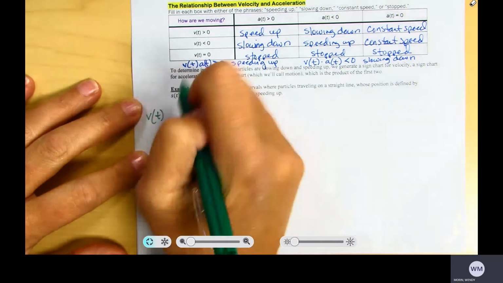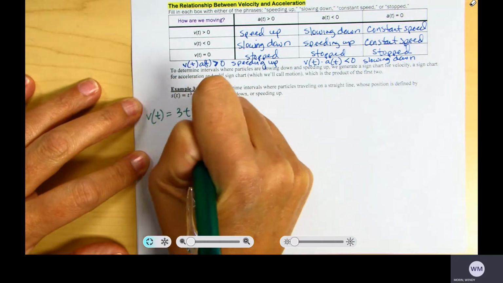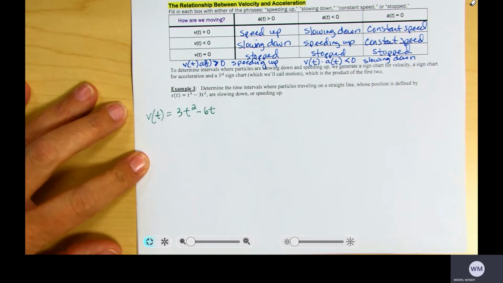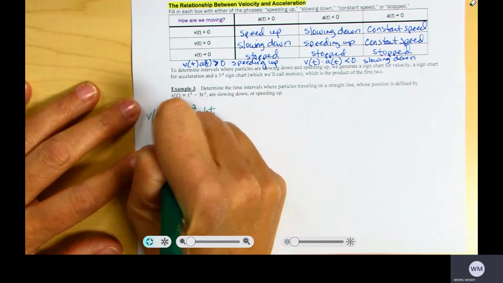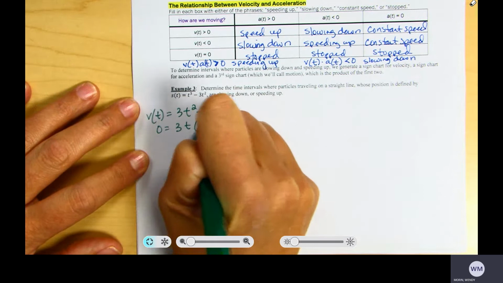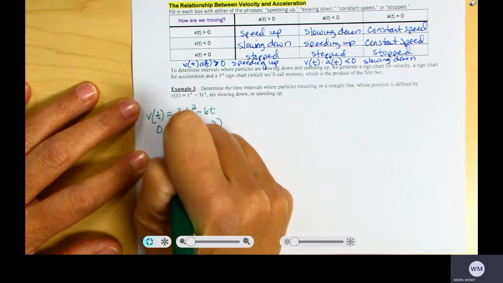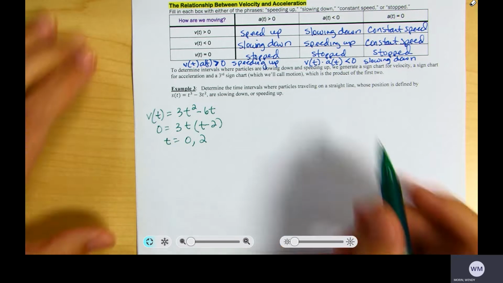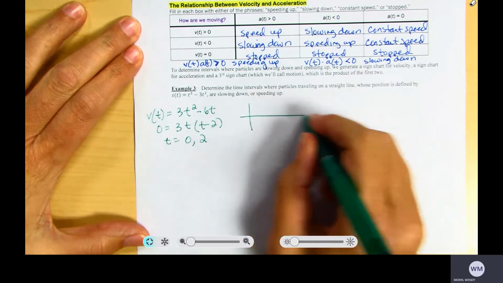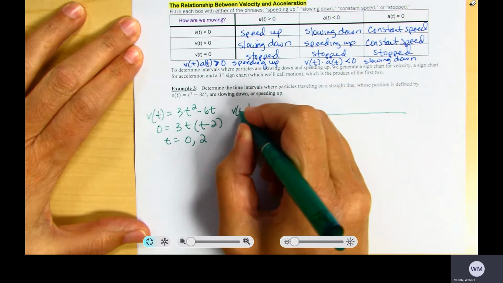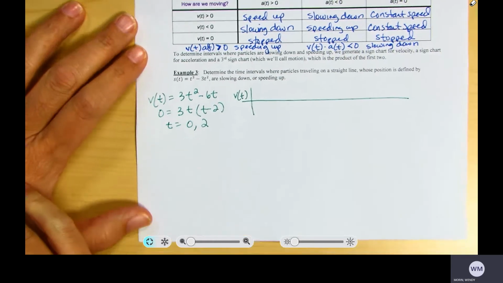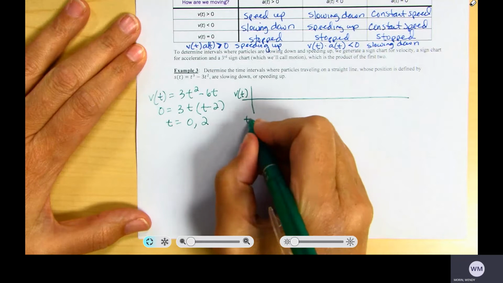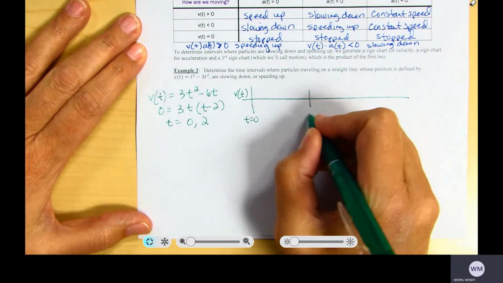Now, first of all, your velocity is 3t squared minus 6t. That's your velocity. In order to make a sign chart for velocity, you need to know when the velocity is equal to 0. So I'm going to factor out the 3t, and I get t minus 2. So t is equal to 0 and 2. That's where your particle is stopped. I'm going to go ahead and make a sign chart for velocity. You may have done sign charts last year, I think. I have t equals 0, and I'll just call this t equals 2.